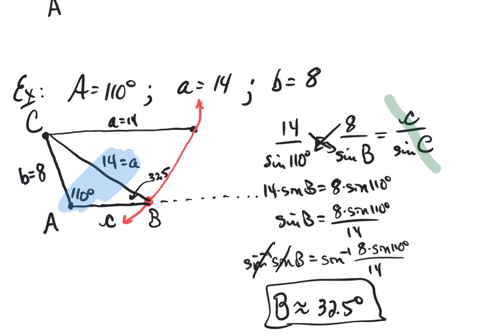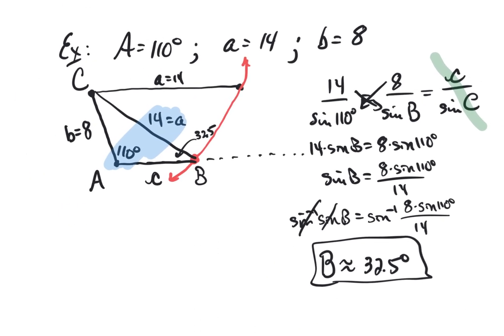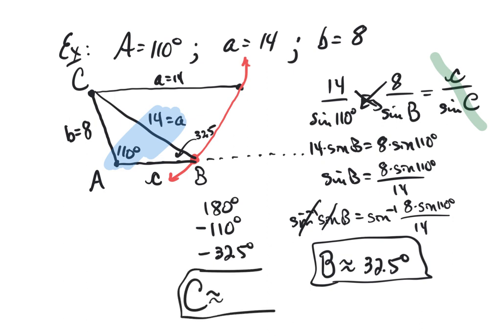Now that I know angle B is 32.5, and I was given that angle A was 110, I can just do the old subtraction method to get to angle C. So start at 180 degrees, subtract away the 110 for angle A, subtract away the 32.5 for angle B, and whatever's left over is going to be angle C. So 180 minus 110 minus 32.5, and what we get is 37.5. So there's our second missing piece.